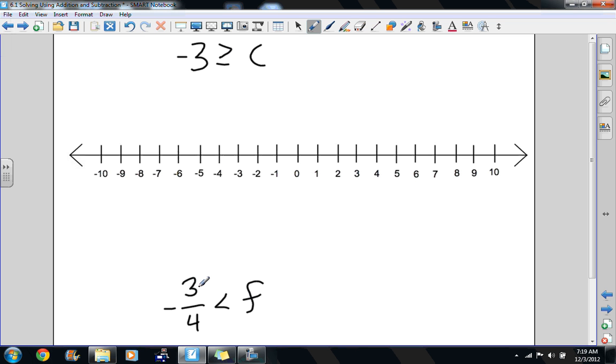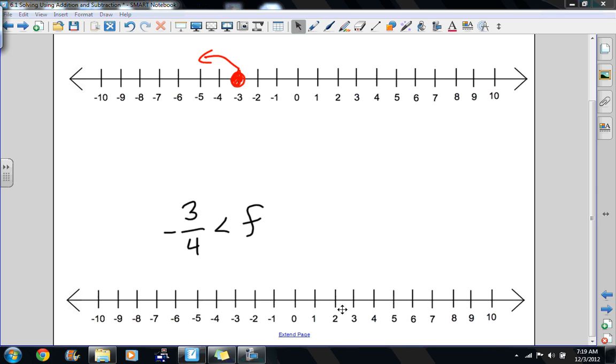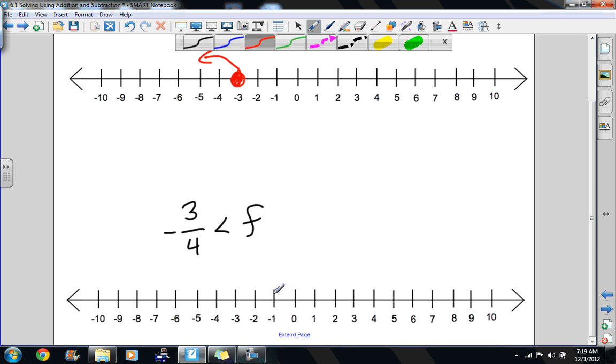All right, this one should have been, since the c is smaller, we shaded to the left. And this one here on the bottom, -3/4 is right about here. And the f is bigger, so we should have shaded that way.